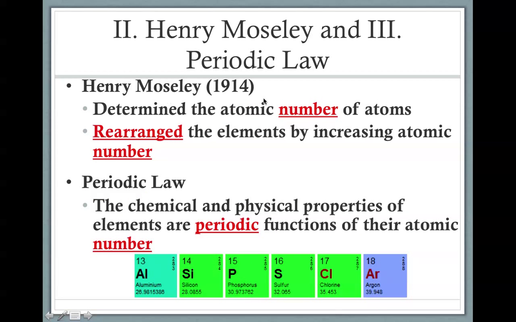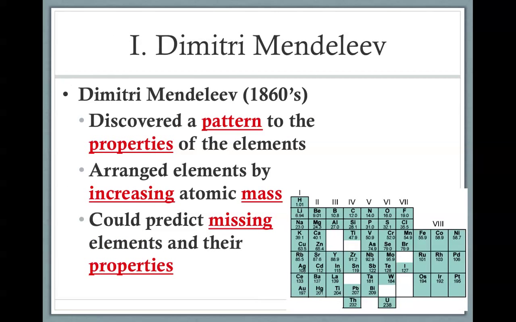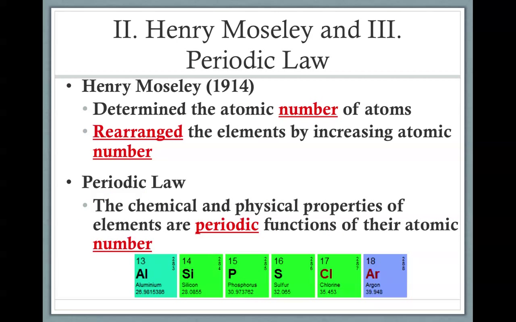The next guy was in 1914, about 50 years after the 1860s. Henry Moseley determined the atomic number of atoms. And so he rearranged the elements by increasing atomic number. Remember, that's the number at the top, or the number of protons. So you can see it increases as we go from left to right.